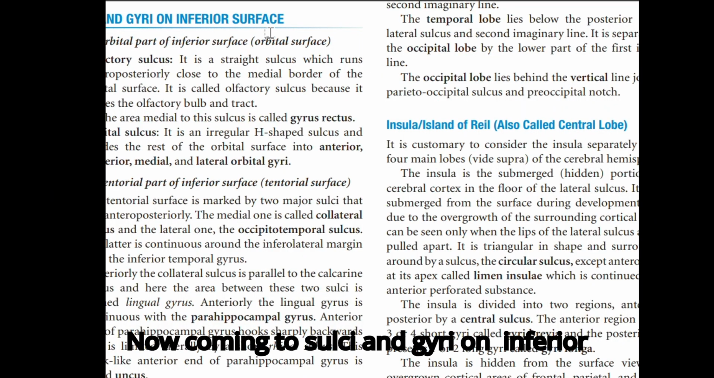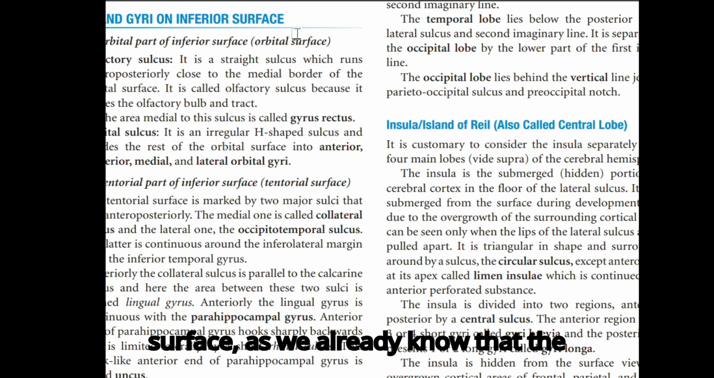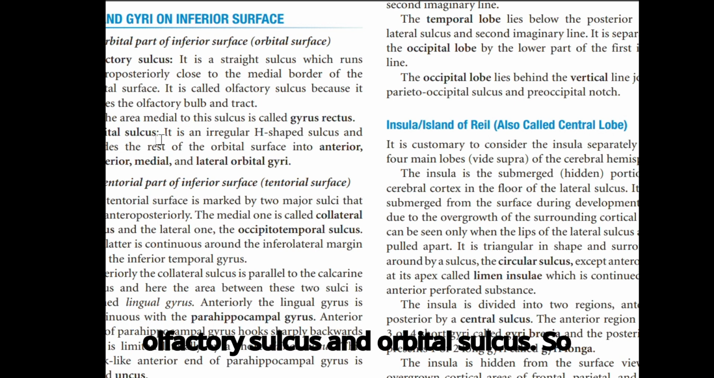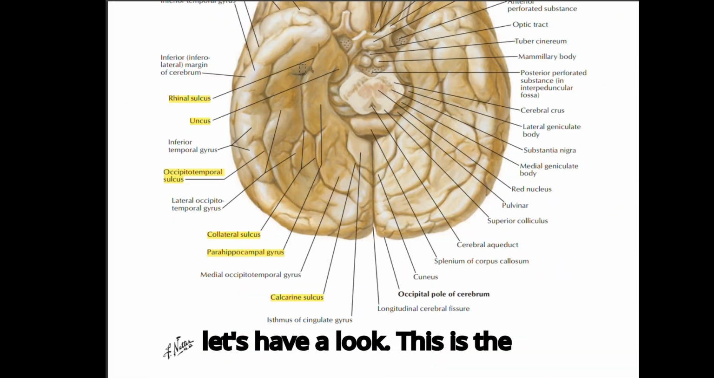Sulci and gyri on the inferior surface. As we already know, the inferior surface is divided into two parts: the orbital surface and the tentorial surface. The orbital surface presents us with two sulci: the olfactory sulcus and the orbital sulcus. So let's have a look.